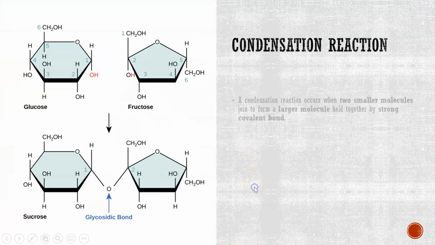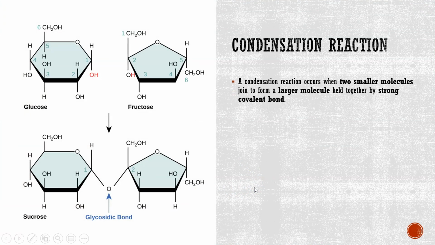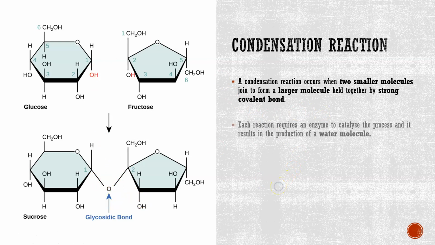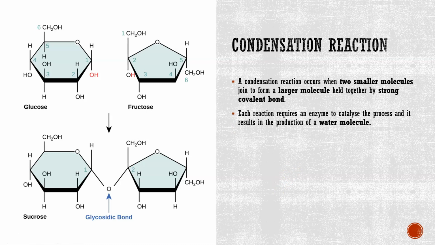So looking closer at our condensation reaction, it occurs when two smaller molecules join to form a larger molecule held together by a strong covalent bond. So remembering our covalent bond, here it's a glycosidic bond, but a covalent bond is a bond between nonmetals. Each reaction requires an enzyme to catalyze the process, and it results in the production of that water molecule.